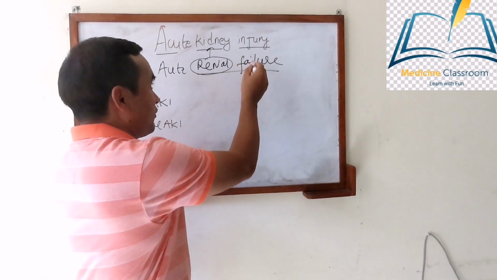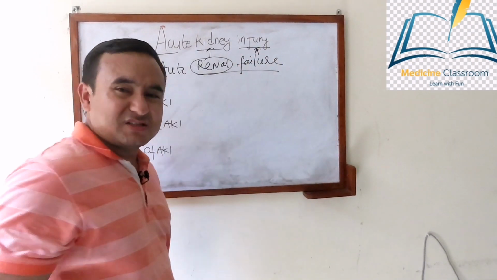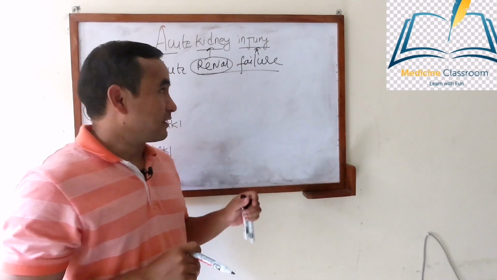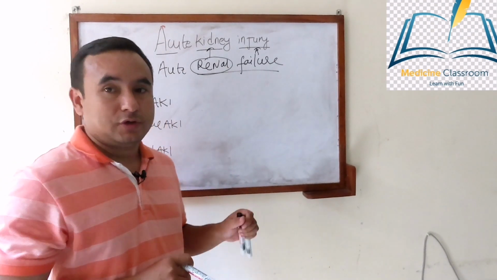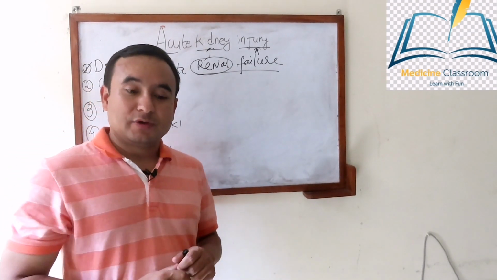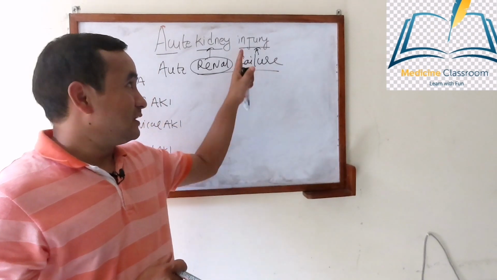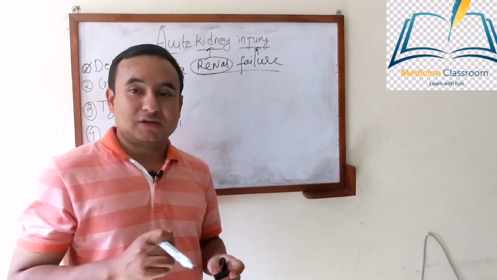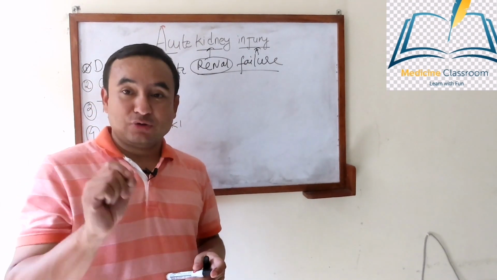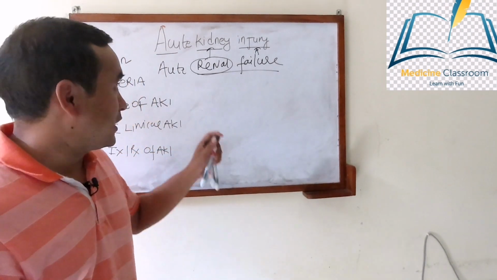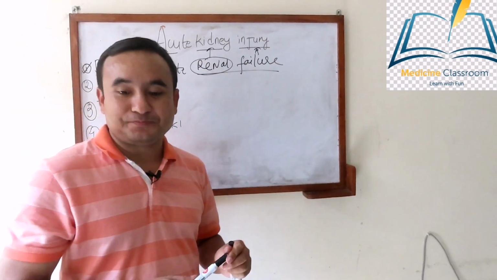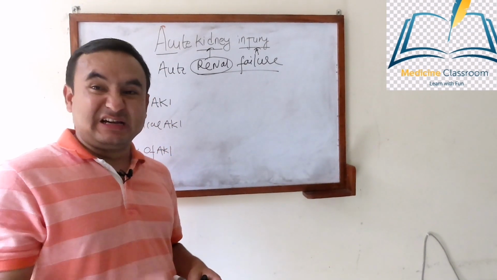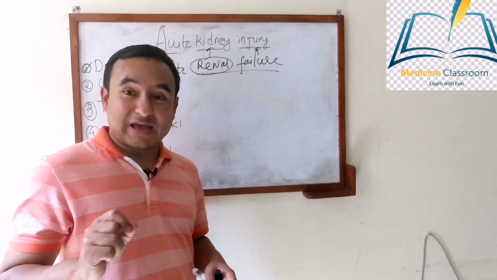And why has it changed from failure to injury? Because failure means people understand that we cannot salvage the kidney, but actually that is not true. We can salvage the kidney with our prompt action. That is why the terminology has been changed to injury. Injury means it is just an injury. If you take proper action, then we can prevent kidney loss. Acute means there is an abrupt deterioration in kidney function. That is why it is called acute.